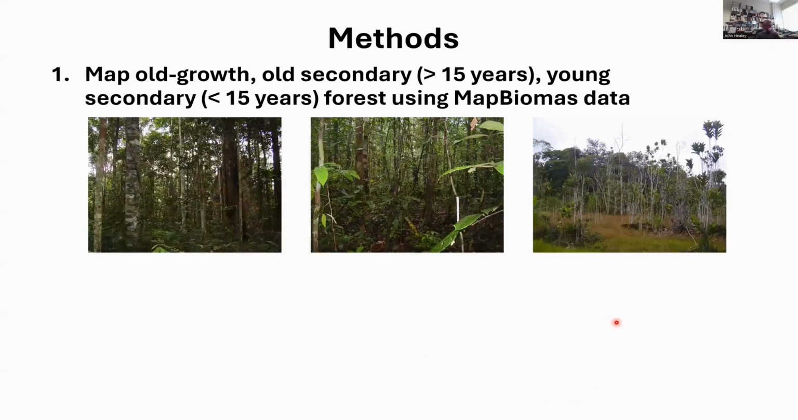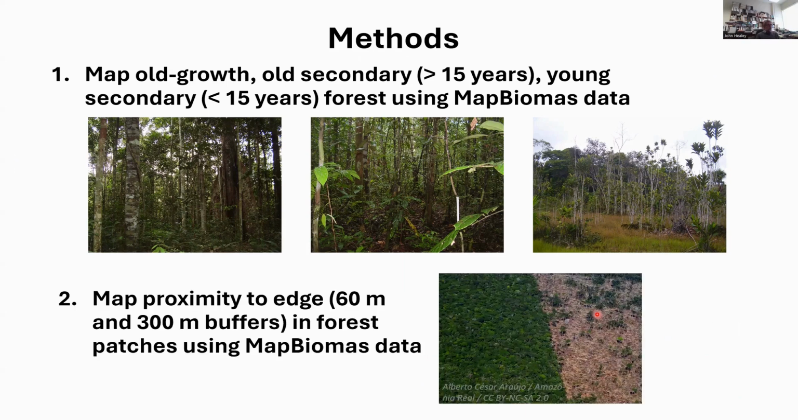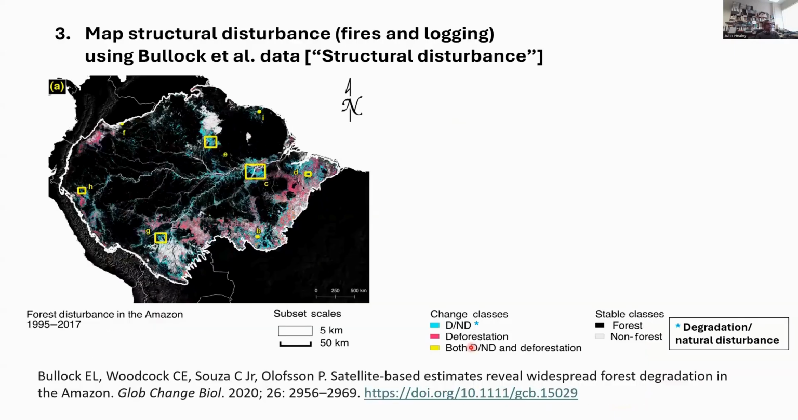So the methods, just as we've seen before, mapping old growth, old secondary forest and young secondary forest using the map biomass data, as I've described. Then as a new component, using the same data set, mapping for each fragment of forest its proximity to a non-forest edge, applying a buffer of 60 meters or 300 meters. Then to bring in this disturbance data, she used the dataset of Bullock et al., published in 2020, where they mapped the occurrence of fires and logging disturbance, the so-called structural disturbance in the Amazon.